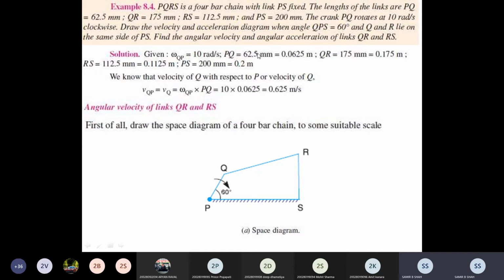draw one line, which gives QPS. Now we know that PQ is equal to 62.5. Dividing by 2, it is almost near 31. From point P, draw an arc on that, so you get point Q. Now from point S, we know that RS is equal to 112.5. Take it divided by 2 and draw an arc of RS radius, and in the same way we already have point Q. So from point Q, take QR 175 divided by 2, and I get the R point. In this way, the PQRS closed four-bar chain mechanism is generated.